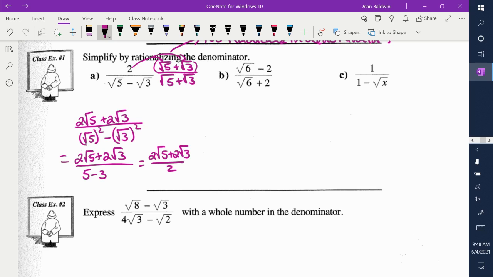You know the answer is yes. Sorry? Exactly. The 2 goes to both of them, right? And what happens to the 2's in front? They go away. So this goes there, and you're left with root 5 plus root 3. All right, so when you have two terms in the denominator and you're asked to rationalize it, you multiply by the conjugate. So for B, what's the conjugate for B?